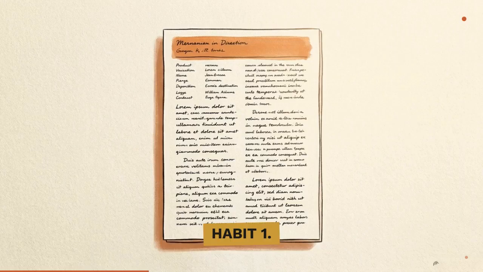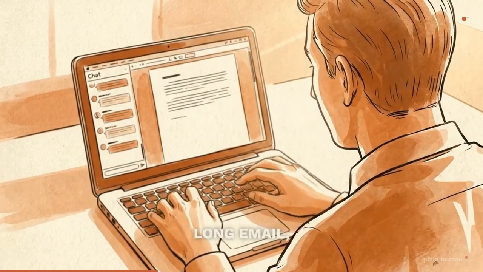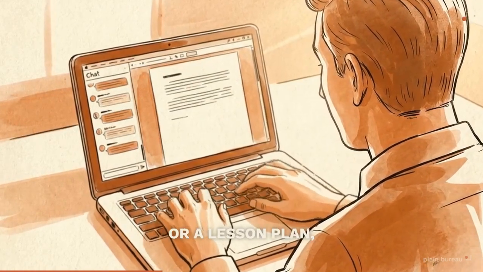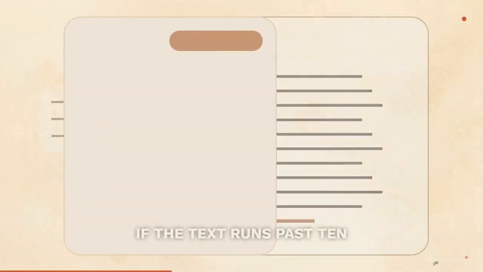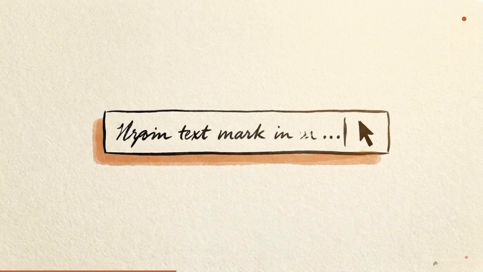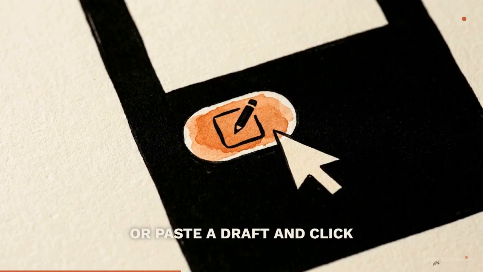Habit 1. Open Canvas for anything you intend to revise. The moment a reply is a long email, a report, or a lesson plan, put it in this workspace. It usually opens on its own if the text runs past 10 lines, but you can also just tell it to open a canvas, or paste a draft and click the Open in Canvas button.